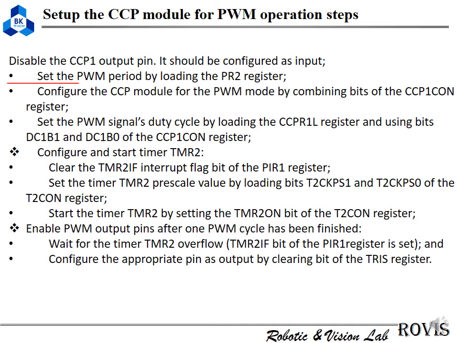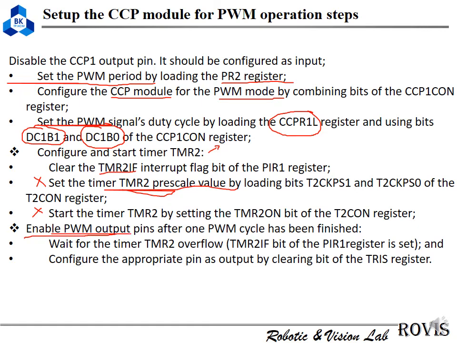First we give the period to the PR2 register, and then we configure the CCP module as the PWM mode, and then we give the value to the CCPR1L and the 2 bits here. Then we clear the timer 2 interrupt, and then we set the prescaler value for timer 2, and then we start the timer 2, and then the PWM signal will output here.